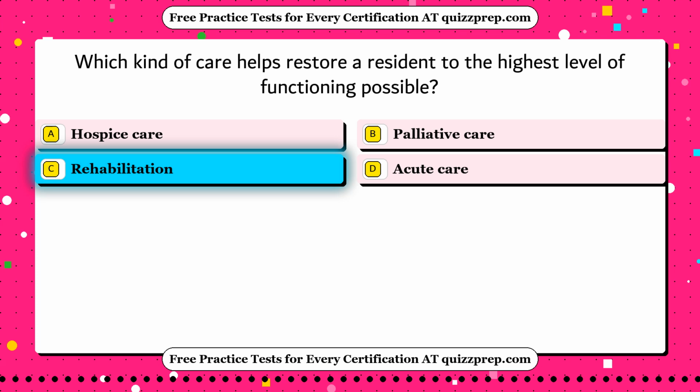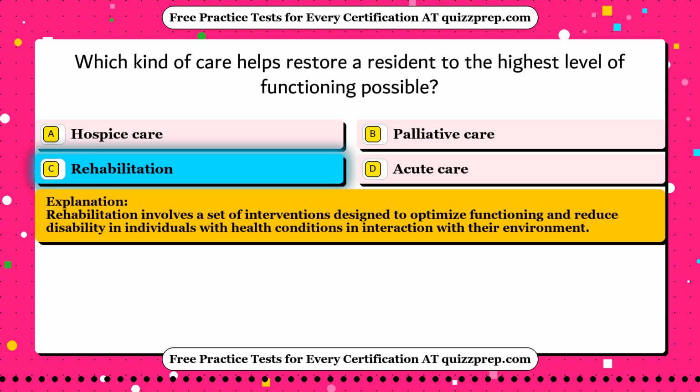The correct answer is option C, rehabilitation. Rehabilitation involves a set of interventions designed to optimize functioning and reduce disability in individuals with health conditions in interaction with their environment. Question 44.